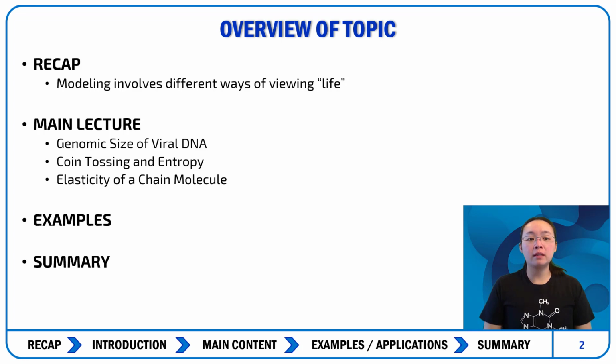Then go through a main lecture. We're going to go through the genomic size of viral DNA, just as an example of what can be calculated using an approximation. Then we're going to look at coin tossing and entropy to look at chance and probabilities. And at the end, we're going to take a look at the elasticity of a chain model. So we're just going to go through a few different examples, and at the very end, we're going to be able to use our knowledge to calculate the genomic size of viral DNA.